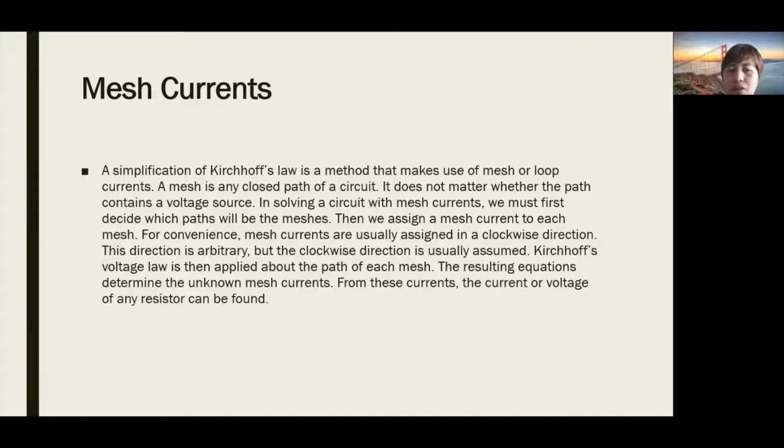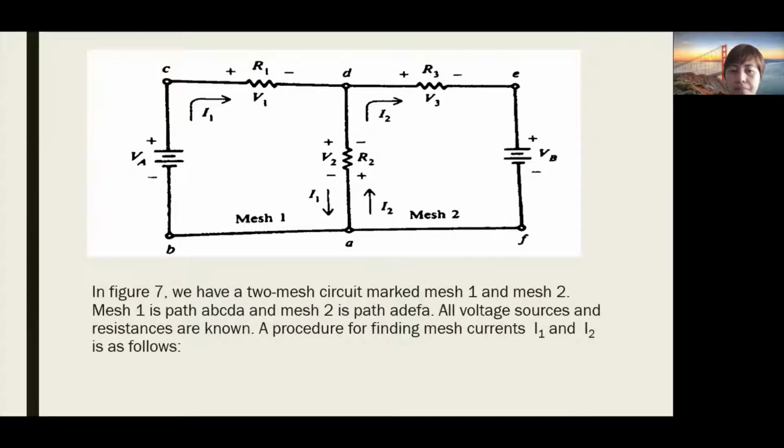Kirchhoff's voltage law is then applied about the path of each mesh. If you can still recall what KVL, Kirchhoff's voltage law, is: voltage applied minus the voltage drops is equal to 0. The resulting equations determine the unknown mesh currents. From these currents, the current or voltage of any resistor can be found.